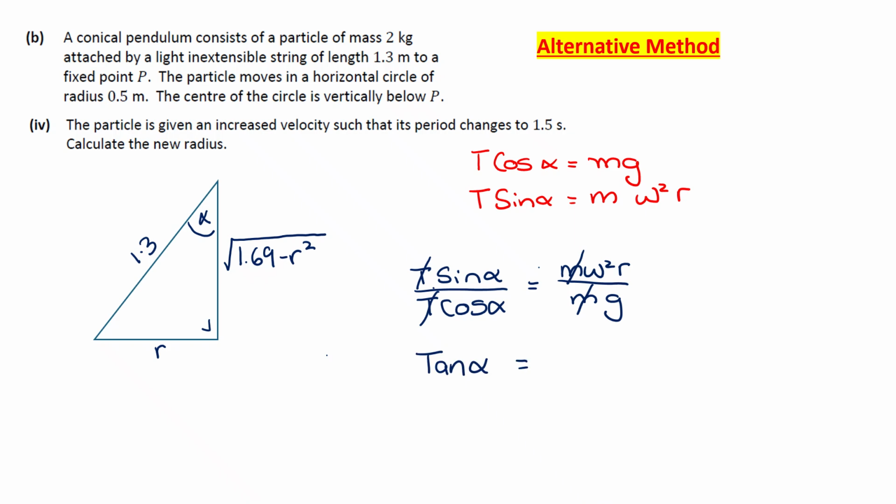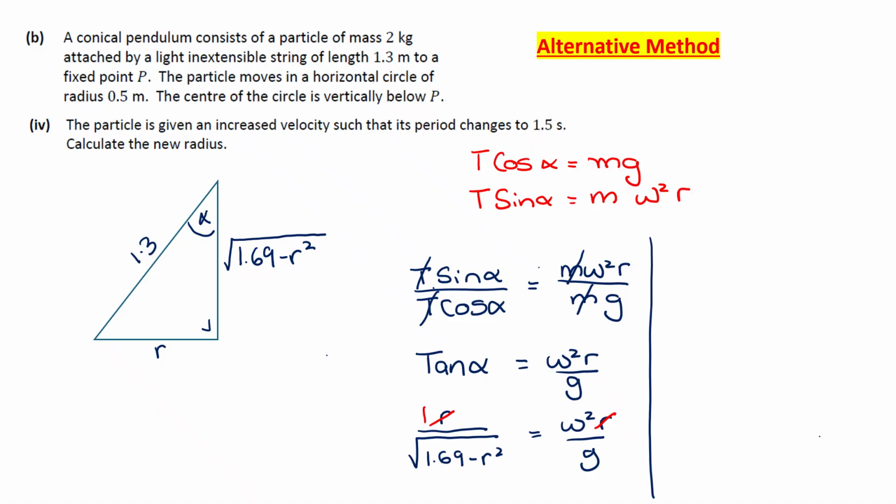So tan alpha is equal to omega squared r over g. So plugging in for tan, tan is opposite, which is r, over adjacent, square root of 1.69 minus r squared, and that equals omega squared r over g. The r's here are also going to disappear. I can also flip both fractions. So when two fractions are equal, their reciprocals are also equal. Reciprocal means we just flip our fraction. So we end up with this.